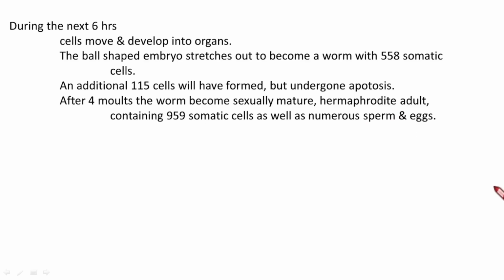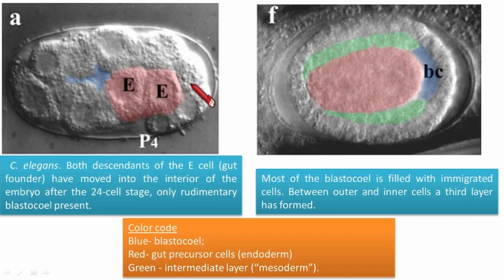Okay. Now I will show you some pictures of the gastrulation in C. elegans. In this picture, we can see that the blastomere descendants have almost reached the inner side of the embryo, and because of that, the blastocoel has reduced its size. In this picture, we can see the 3 germ layers: ectoderm, then mesoderm, and finally the endoderm.